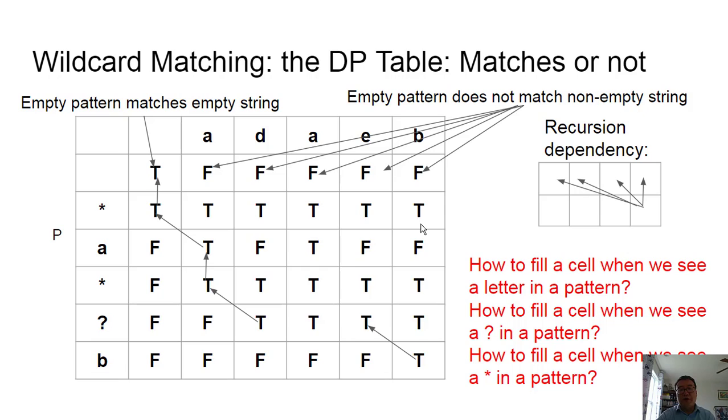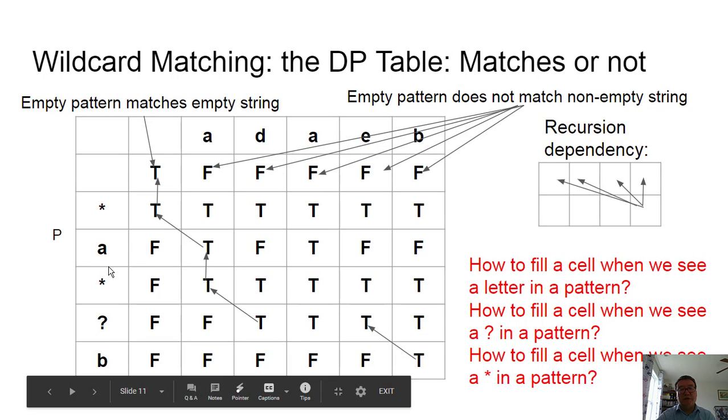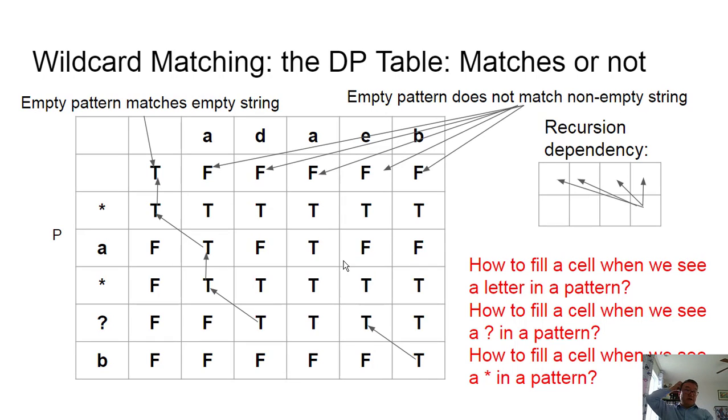Now, how do we fill a cell in here, other than the initialization? Again, we need to do case analysis. There are three top level cases. The thing we're looking at in the pattern is a letter, a question mark or a star. Think about what the condition is to fill the table when it's a letter. If we see a letter, then this letter in the pattern needs to match the letter in the string. But after it matches, then the prefix needs to match. So there are basically two cases.